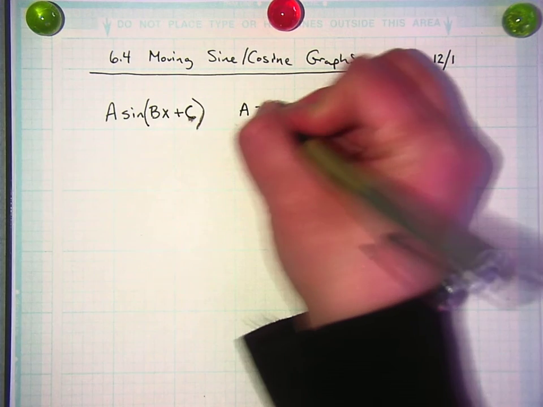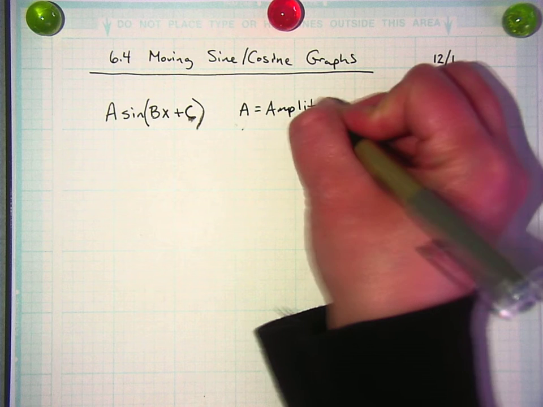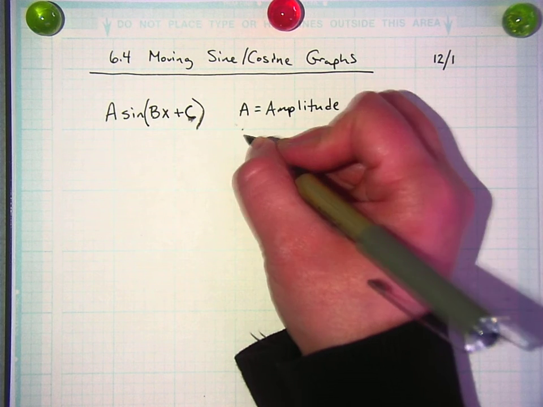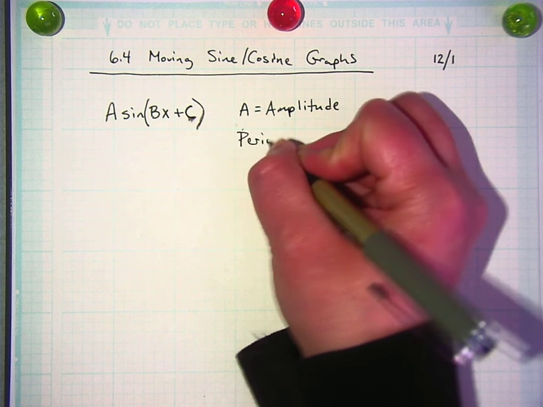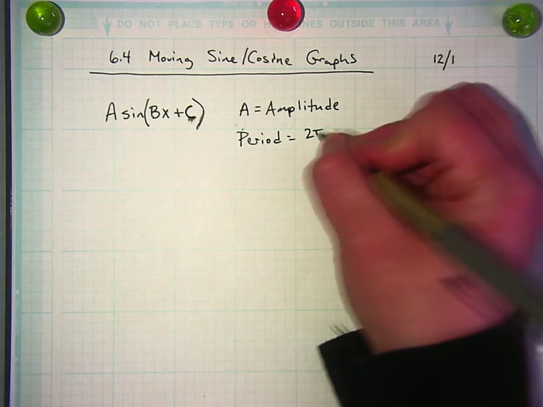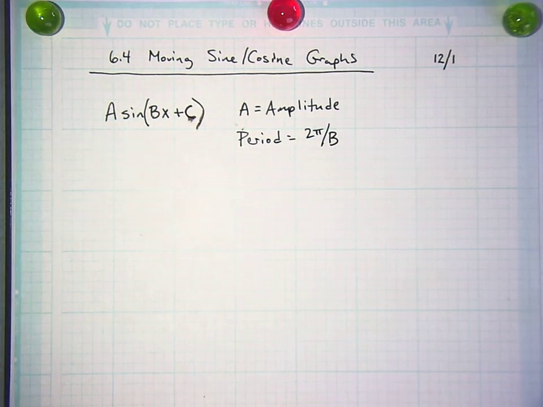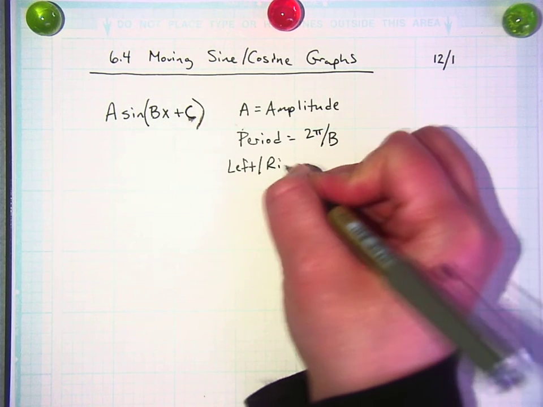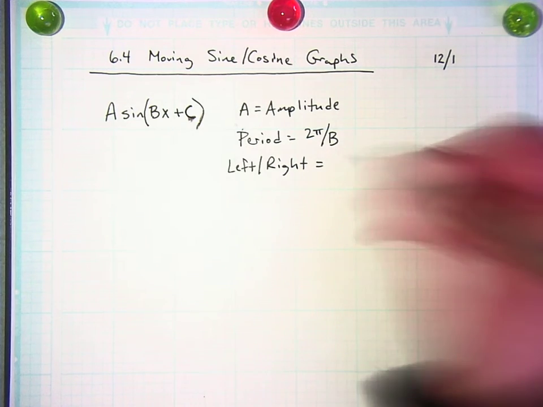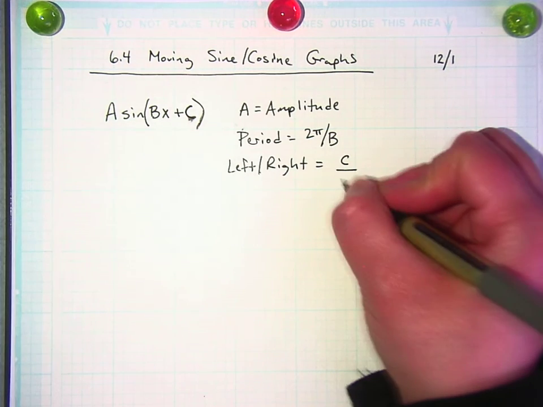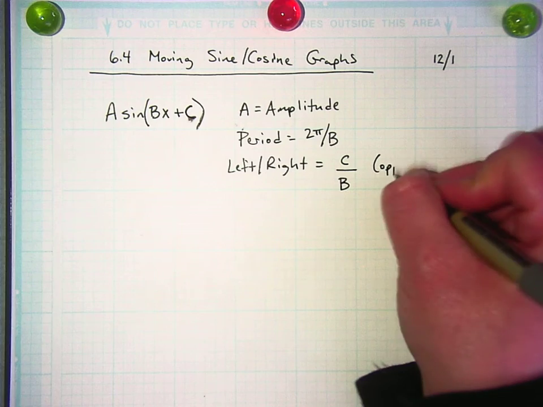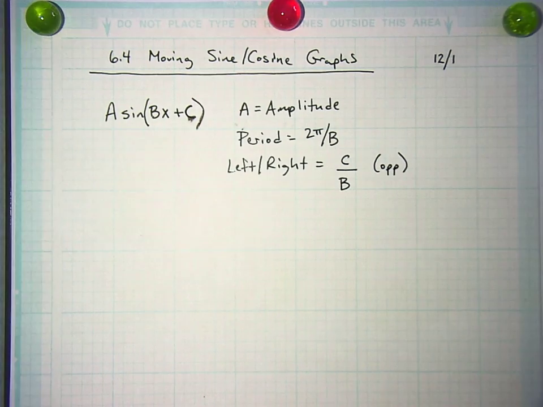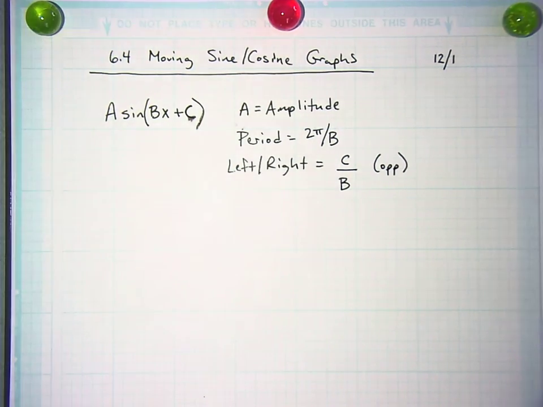So let's write what we know so far. A is the amplitude, right? The period is 2 pi divided by b. Those are the things we know so far. If you want to move it left and right, it is c divided by b, but it's always the opposite of the direction you want to go. Remember when we put in a positive 1, it moved it to the left? And if we put in a minus 1, it moves it to the right?